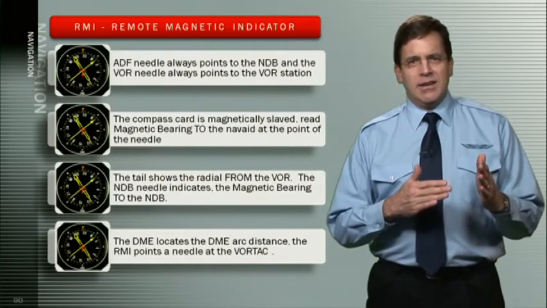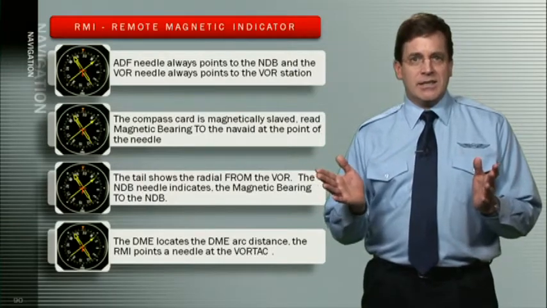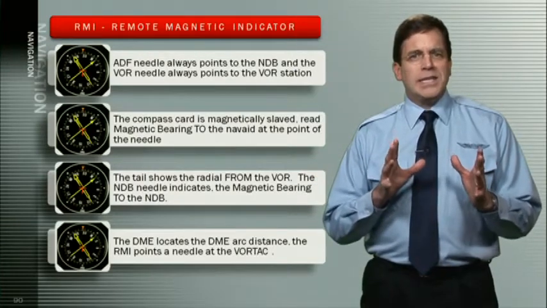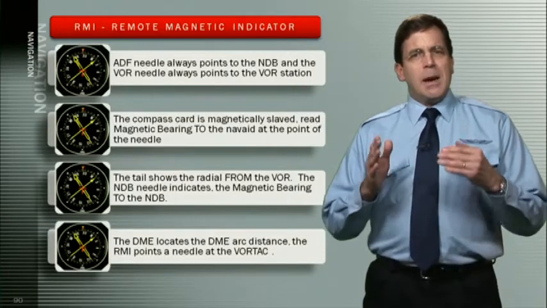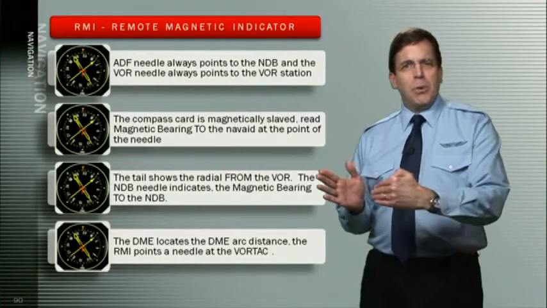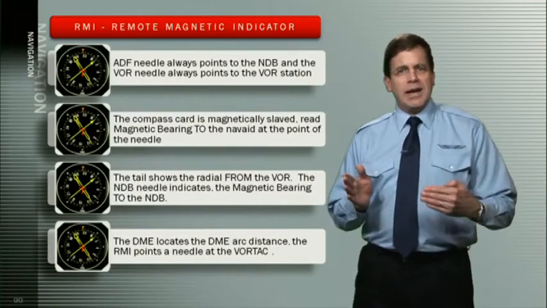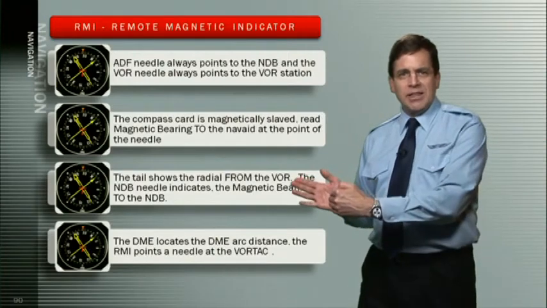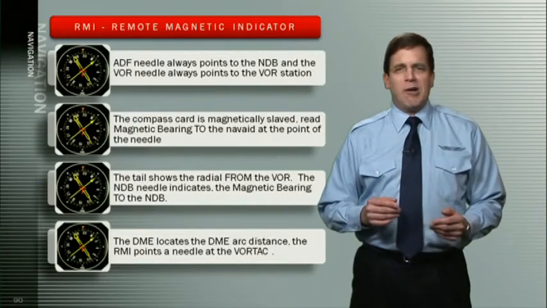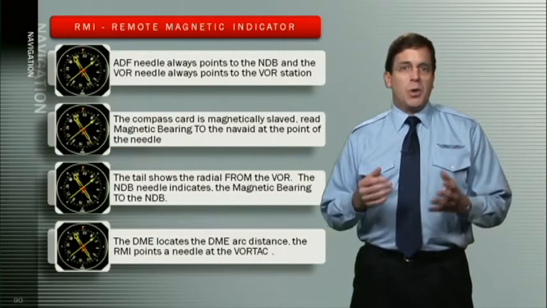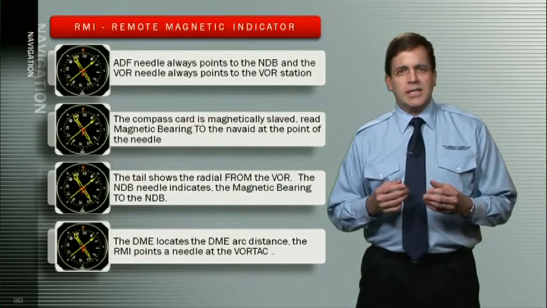Now the DME indicates the DME arc distance, and the RMI points a needle at the VORTAC transmitting the DME signal. By keeping the RMI needle pointed 90 degrees from your current heading, in other words, with the RMI needle pointed at the station beyond the aircraft's right or left wingtip, you can fly a perfect DME arc. Of course, you also want to scan your DME to confirm you're maintaining the proper DME arc distance.